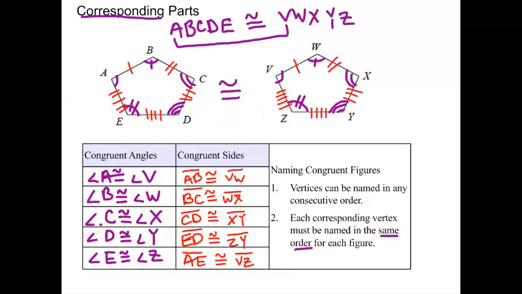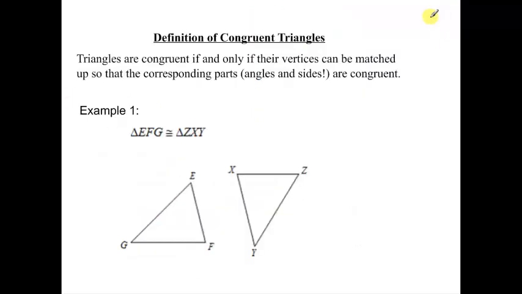Now let's try it with triangles, since that's what we're specifically going to be looking at. So on triangles, here's our definition. Triangles are congruent if and only if, there's that key phrase from biconditionals, their vertices can be matched up so that the corresponding parts, both angles and sides, are congruent. So here's our example. They tell us in this statement that these triangles are congruent.